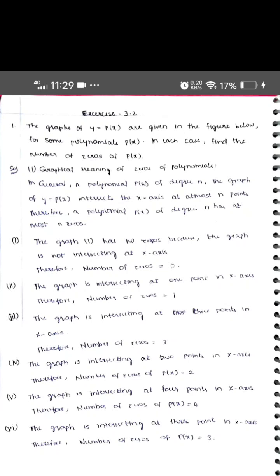The graph is intersecting at 3 points on the x-axis for the sixth one. Therefore, the number of zeros will be 3.